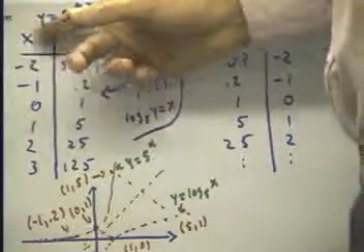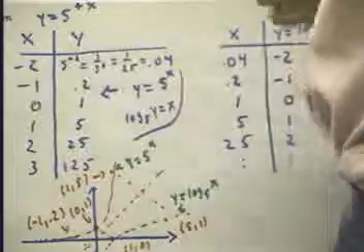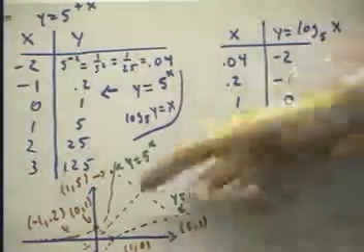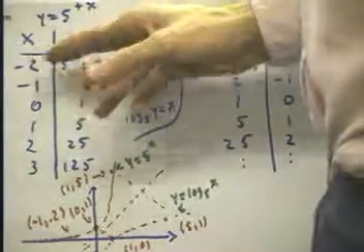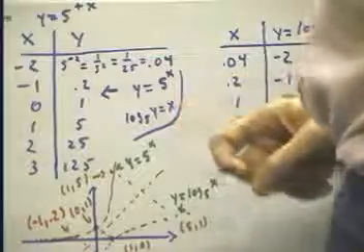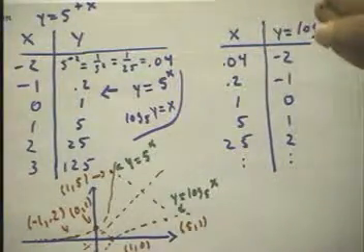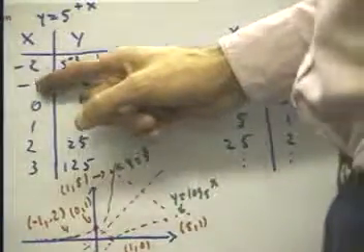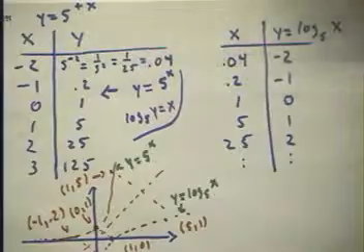Now, if we make the table, we let x go from -2 to 2. Actually, I wrote down 3 there, although we're not going to be able to graph this point because of the 125. If x is -2, then y is 5 to the -2, which is 1 over 5 squared, which is 1 over 25, or 0.04. If x is -1, of course, y is 5 to the -1, which is 1/5, or 0.2.